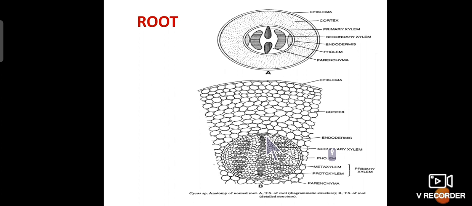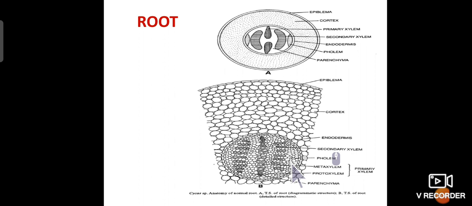Here you can see the xylem and the phloem. This is the secondary xylem, this is the phloem, and this dark one here in the middle is the metaxylem, whereas these are the primary xylem or the protoxylem, and this is the phloem. The xylem and phloem strands alternate with each other and show a radial arrangement.